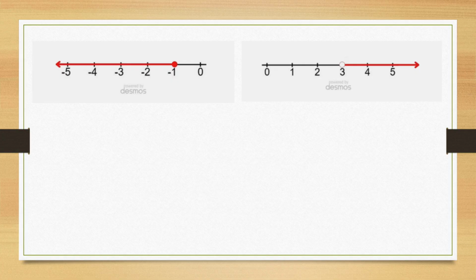Okay, so what I want to do now is have you take a look at these two and have you write the bracket notation for the number line graphed on the left and also the one on the right. Go ahead.